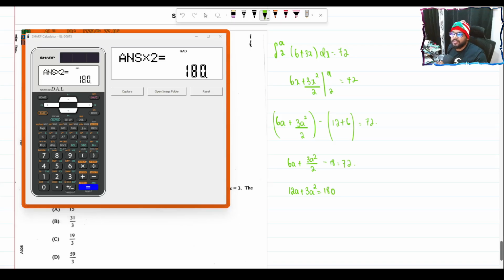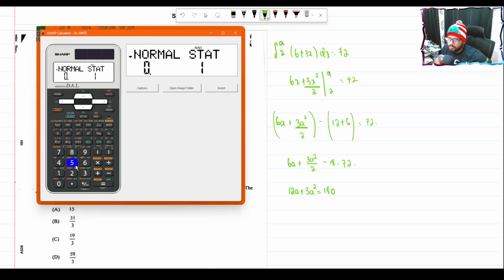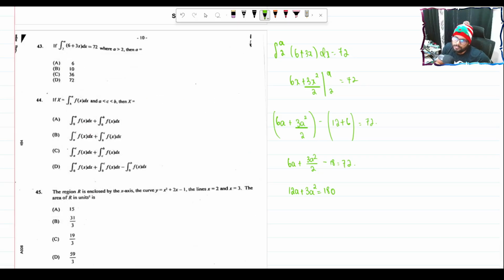Now I could divide everything by 3, or I could just go ahead and solve this quadratic. They say a is more than 2. The coefficient of the variable is 3, and in this case a squared is 3. 12. When I move this across, it becomes negative 180. We get 6 and negative 10, so we will only take 6 as the correct answer.